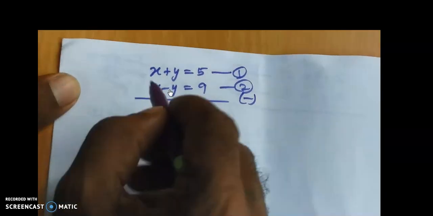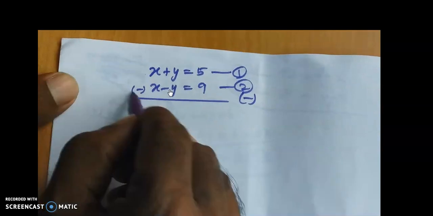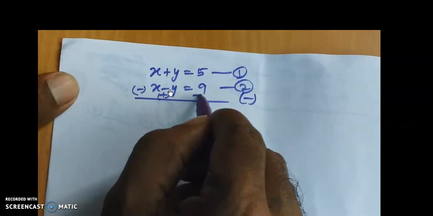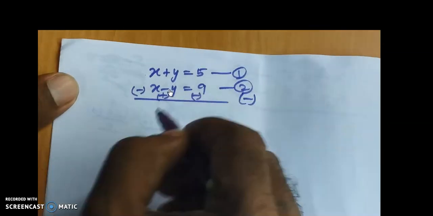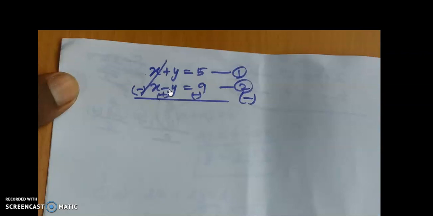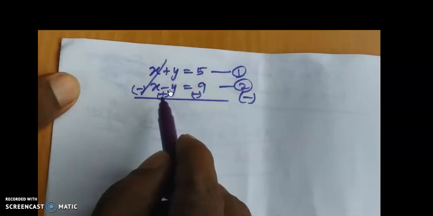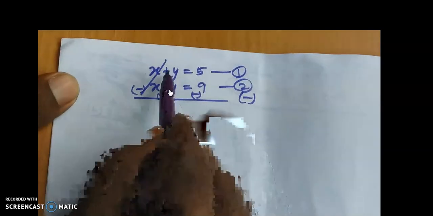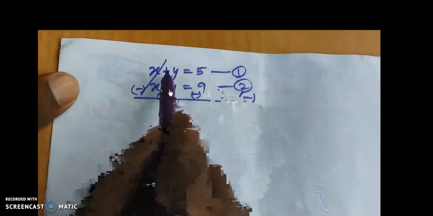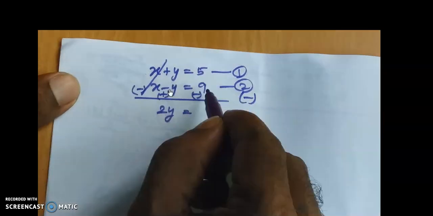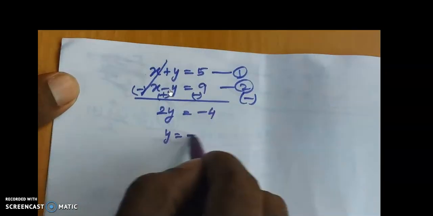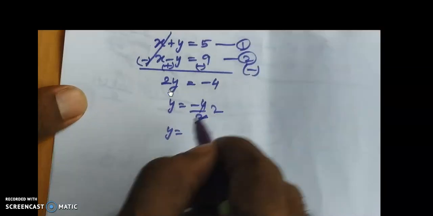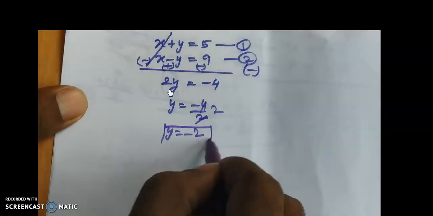So here x having plus will become minus, y having minus will become plus, and 9 having plus will become minus. So when we subtract, plus 6 minus 8 cancel each other. And after changing the sign, we consider that sign only now. So here plus y, also plus y. The coefficient here plus 1, also plus 1. So it becomes 2y equal to here 5 minus 9, so minus 4. So y equal to minus 4 by 2. So when we cancel these two, we get minus 2. So that is the value of y.